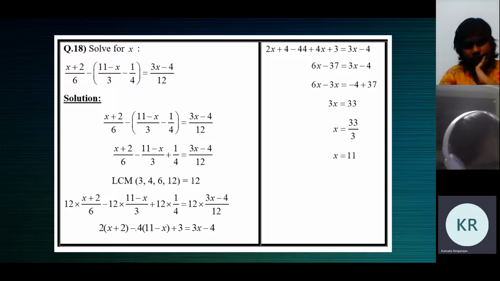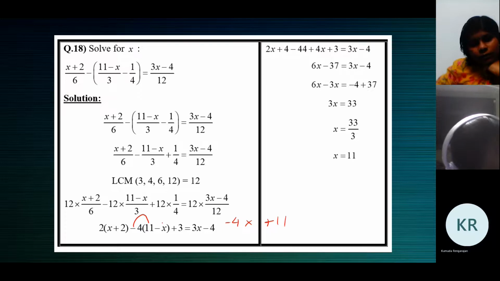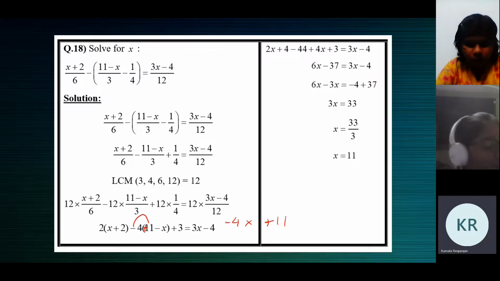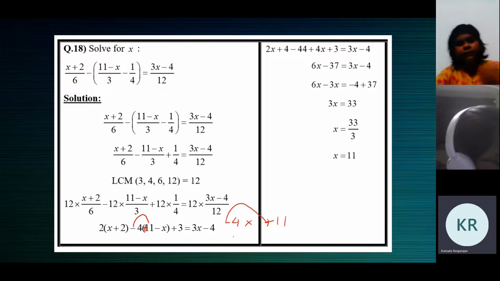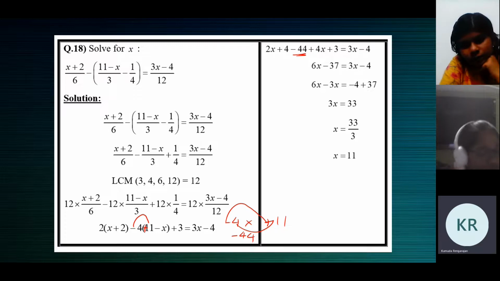Then here we'll have to multiply minus 4 and plus 11. Minus 4 into plus 11. The sign for 11 is before it, plus 11. We have to multiply minus 4 and plus 11. Multiply the signs. Minus into plus, minus. 4 into 11, 44. Minus 44.